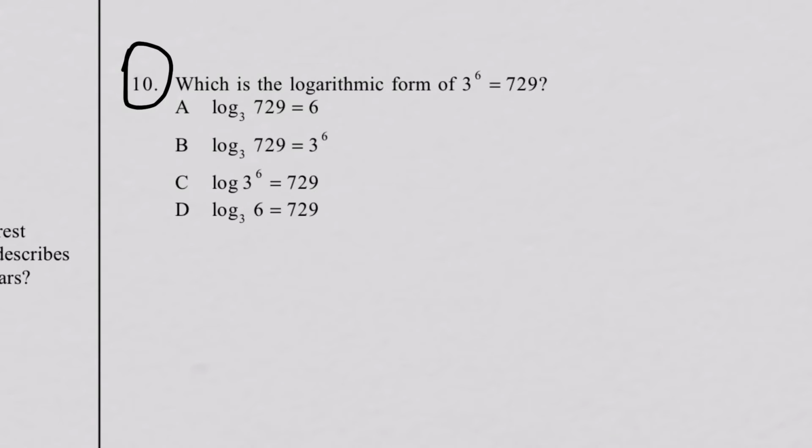Okay, since that one was so easy, let's test ourselves with another one of the same kind, right? Very, very simply change that into logarithmic form. Here we go. It's going to be log. The base is going to be 3, right? Same base as this one. My input now is going to be 729, and my output is going to be 6. Therefore, it is A again. Log base 3 of 729 equals 6.